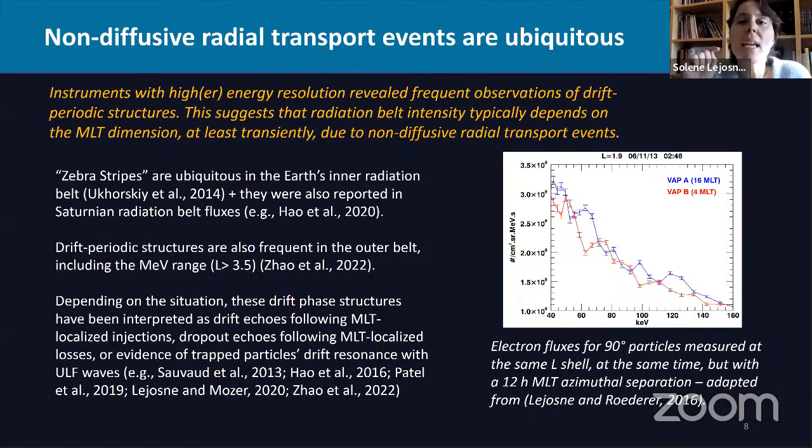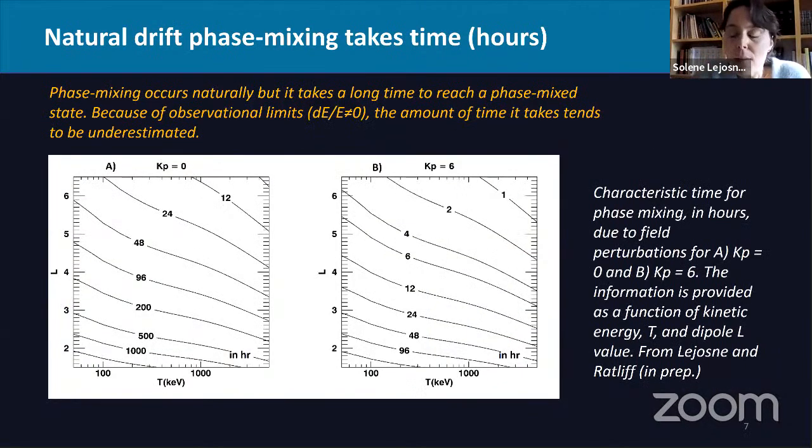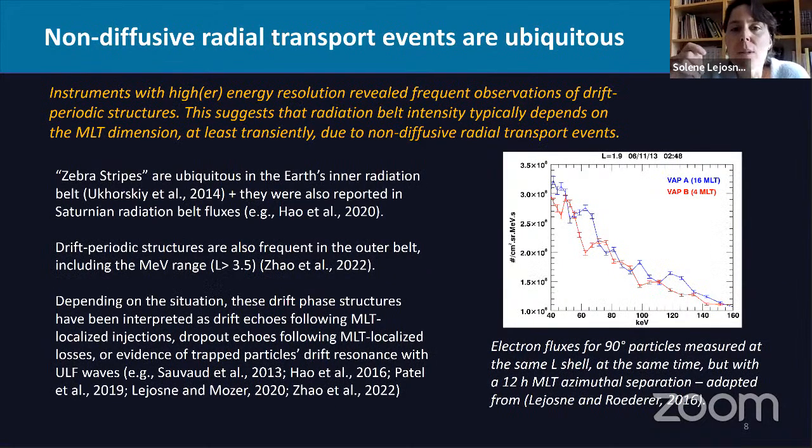Okay, so as a result of all this, with higher energy resolution instruments, we have noticed a lot of drift period structures. On the right here is an example at L equal 1.9. The Van Allen Probes cross the same L value at the same time, but at two different, opposite magnetic local times. You see the fluxes there. On average, the shape is about the same, but you have differences. So you have observed variations of magnetic local time.